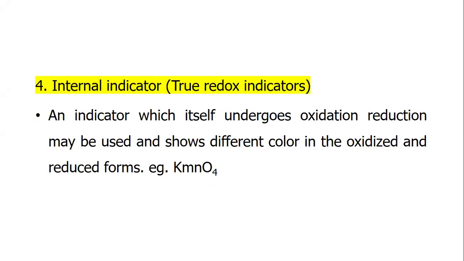Internal indicator, true redox indicator: an indicator which itself undergoes oxidation-reduction may be used and shows a different color in the oxidized and reduced form. For example, potassium permanganate.